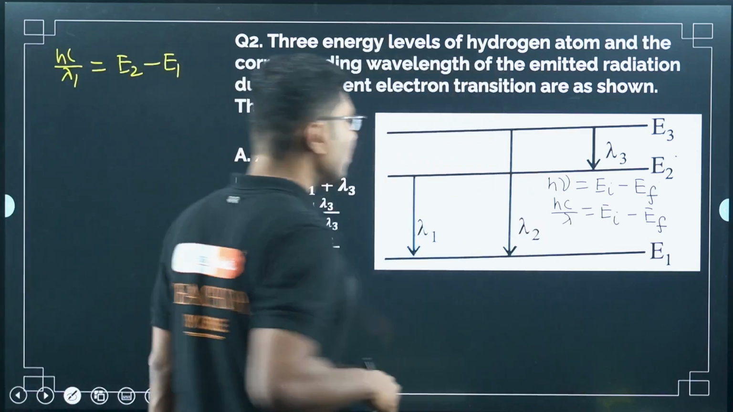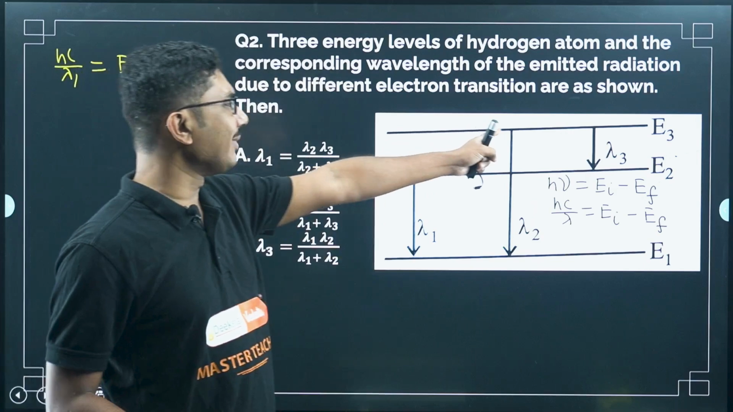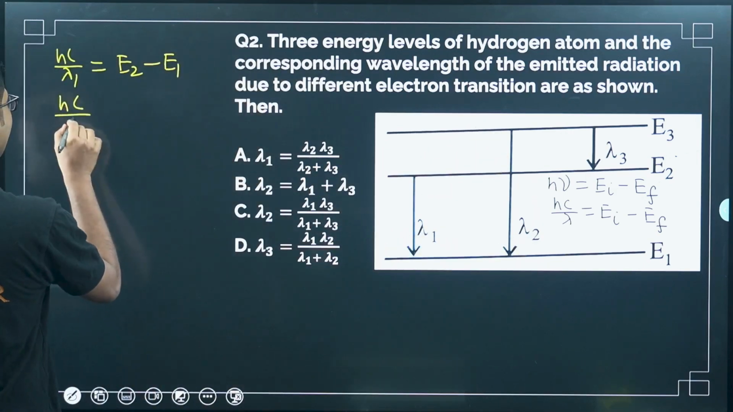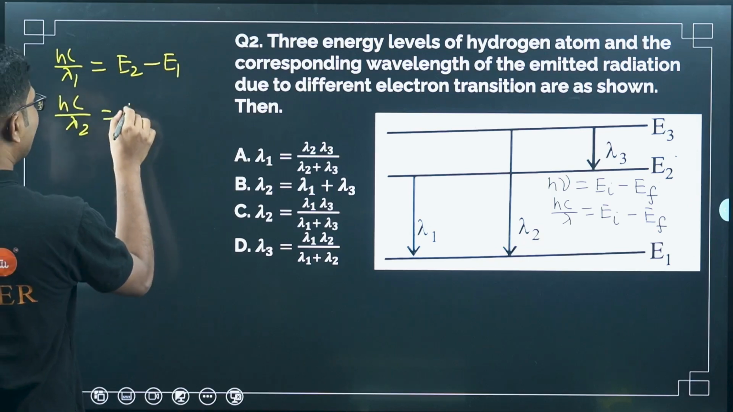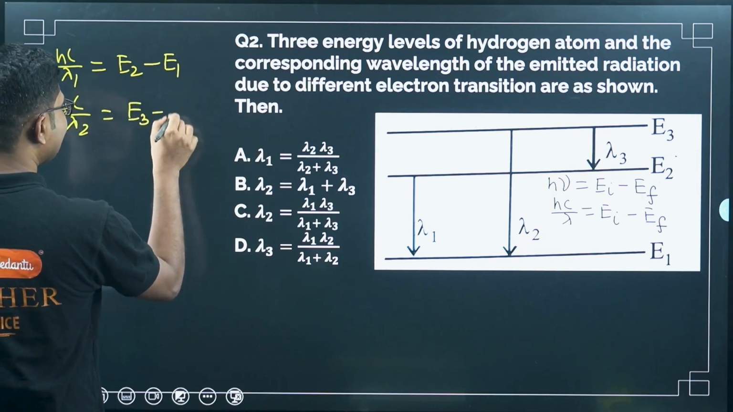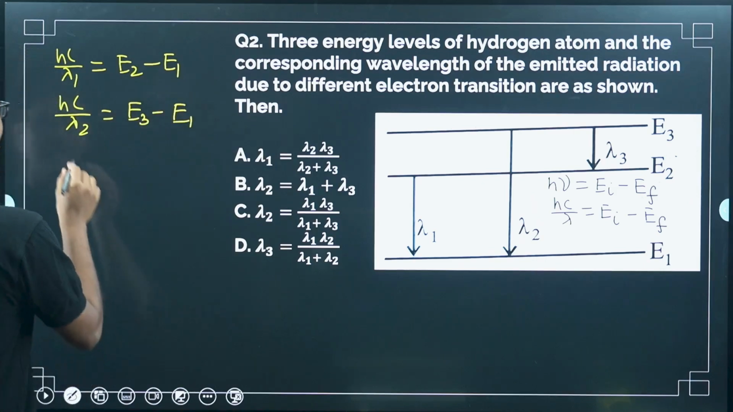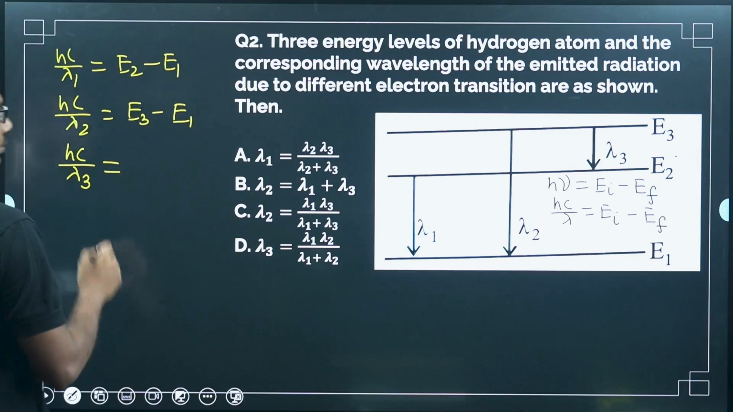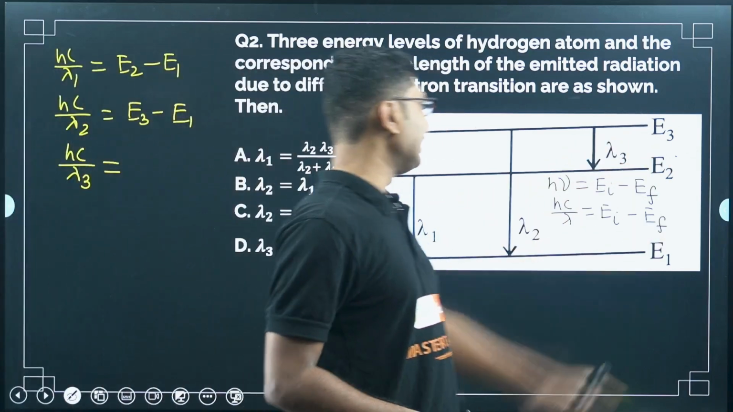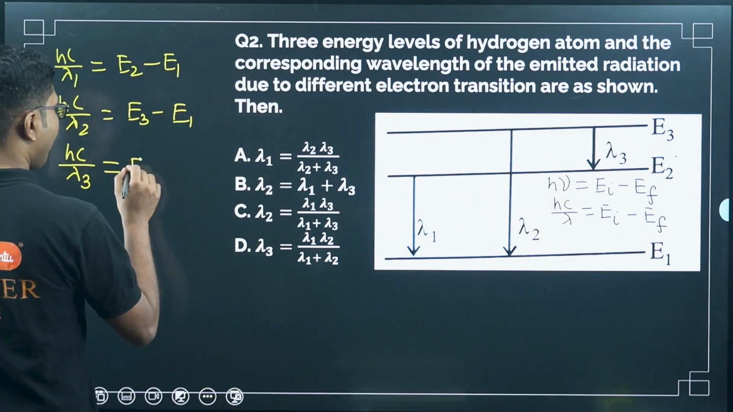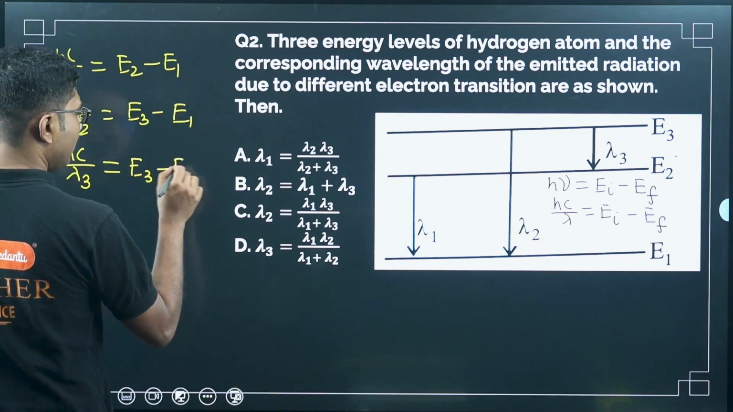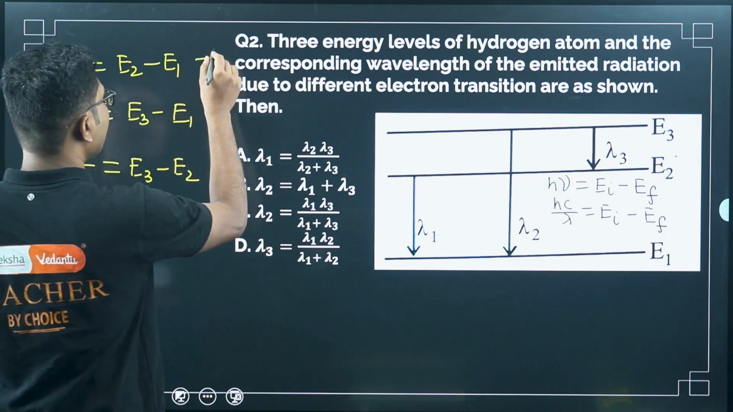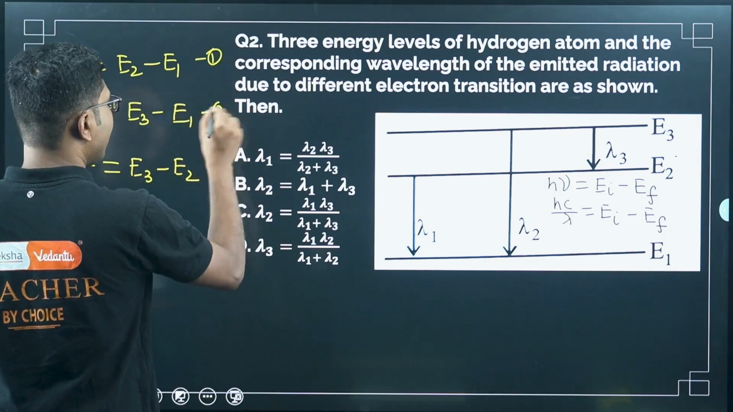Now what is λ2? For λ2, the electron is jumping from E3 to E1. So hc by λ2 equals E3 minus E1. And hc by λ3: λ3 is E3 to E2. So hc by λ3 equals E3 minus E2.